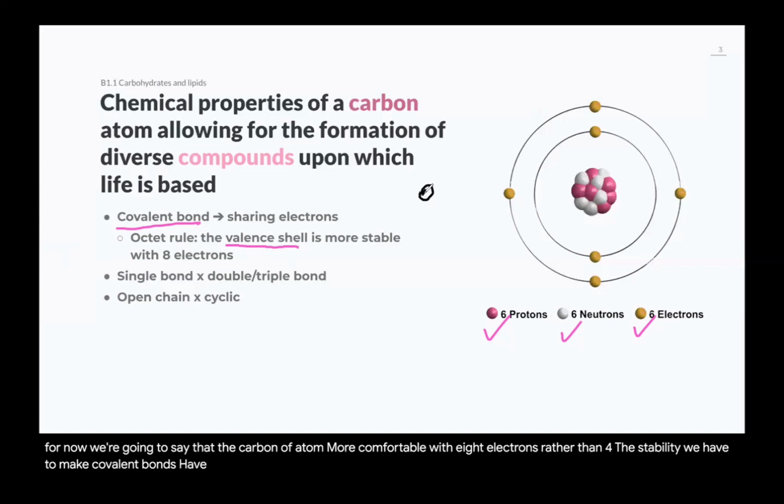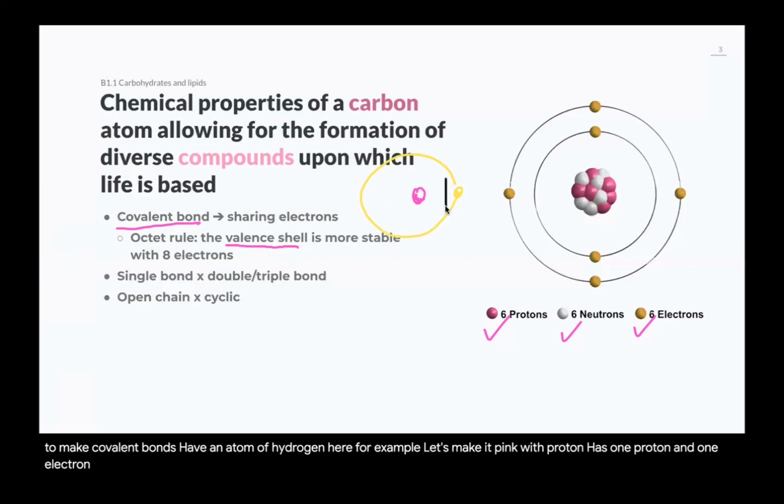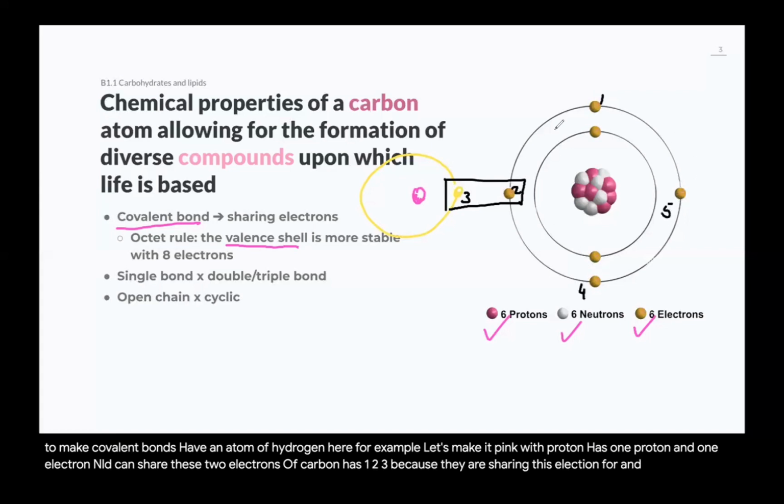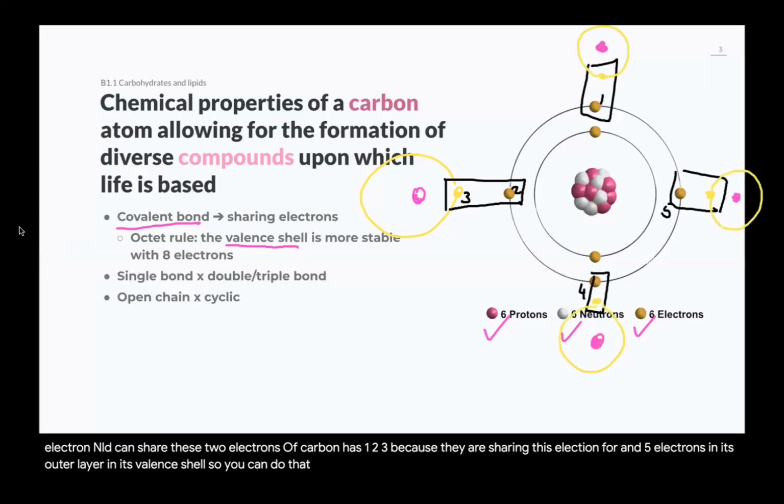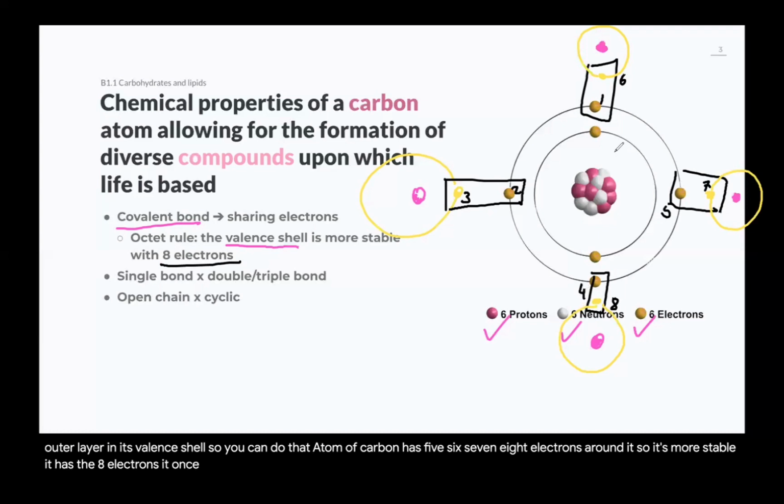You could have an atom of hydrogen here, for example. Let's make it pink with a proton. So hydrogen has 1 proton and 1 electron. And now they can share these 2 electrons. So now this atom of carbon has 1, 2, 3, because they are sharing this electron, 4, and 5 electrons in its outer layer, in its valence shell. So you can do that. And now this atom of carbon has 5, 6, 7, 8 electrons around it. So it's more stable. It has the 8 electrons it wants. This is the same as CH4, methane.